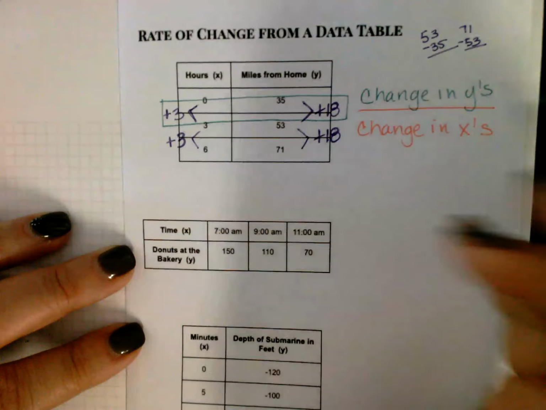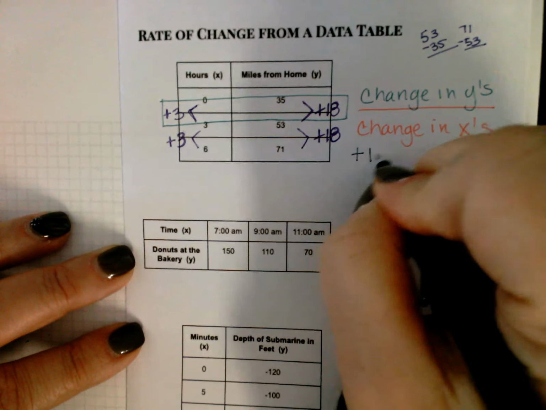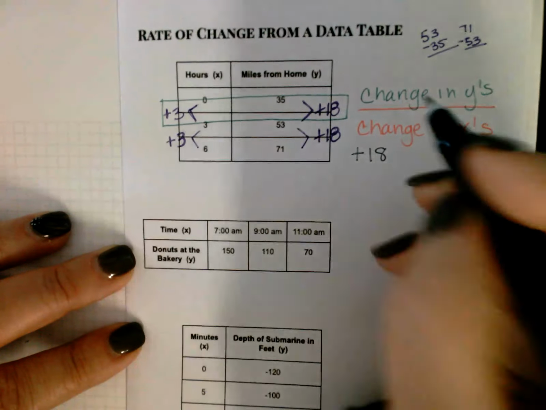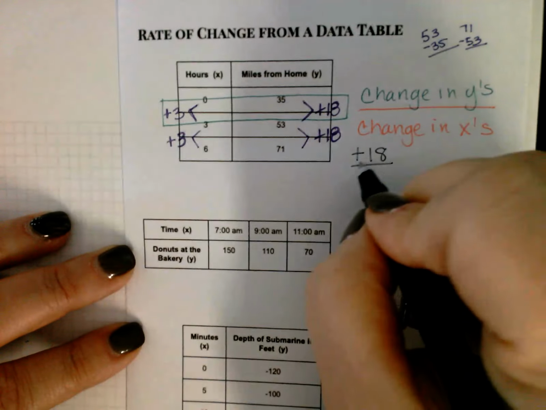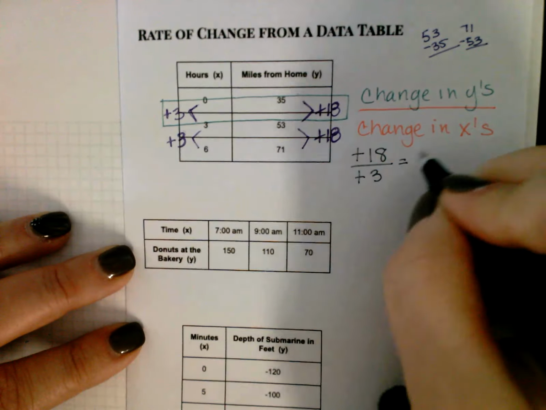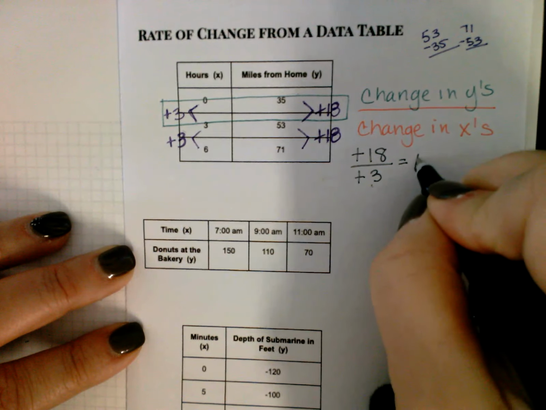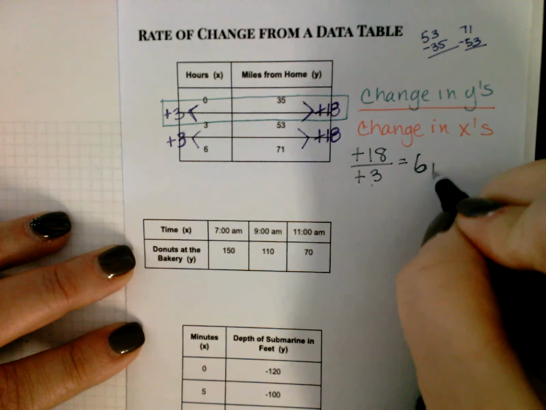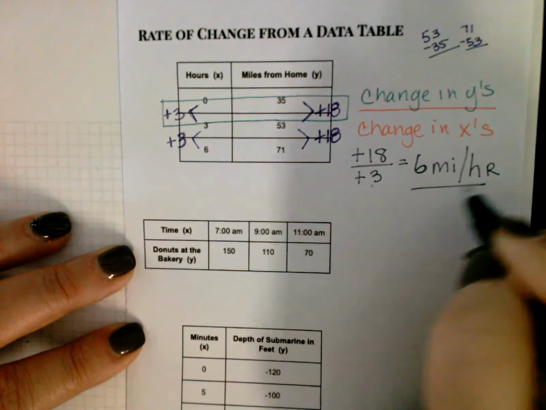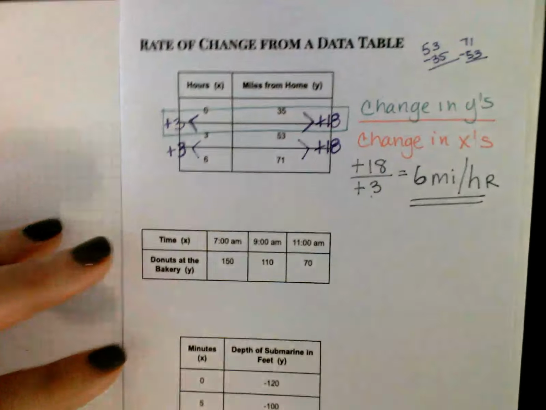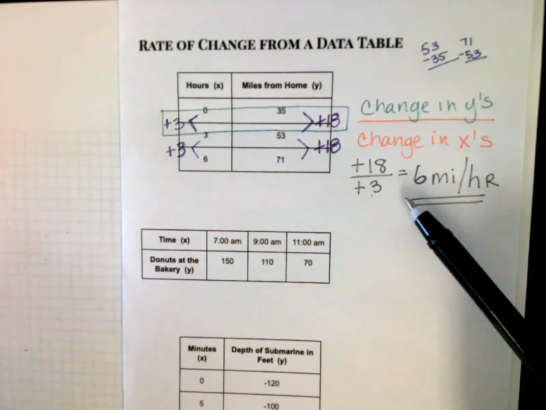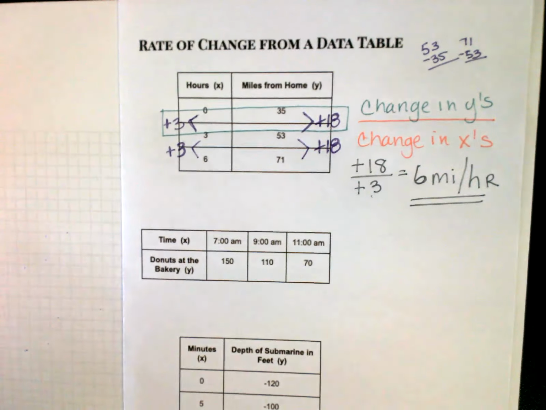So the change in the y was a +18. I'd like to write the sign down with it. It increased by 18 as our time increased by 3, so +3. Divide that out. They were able to go 6 miles per hour. Be sure to label. We know what that is talking about. In 1 hour, they traveled 6 miles.